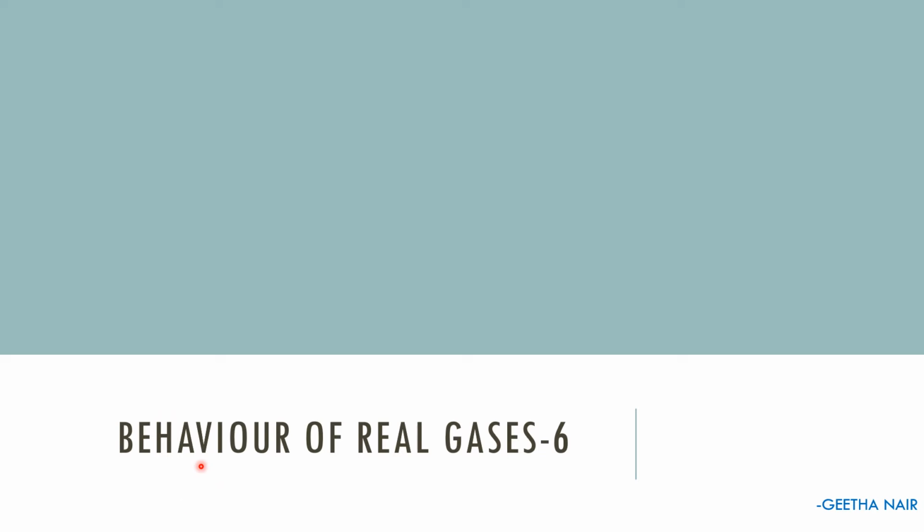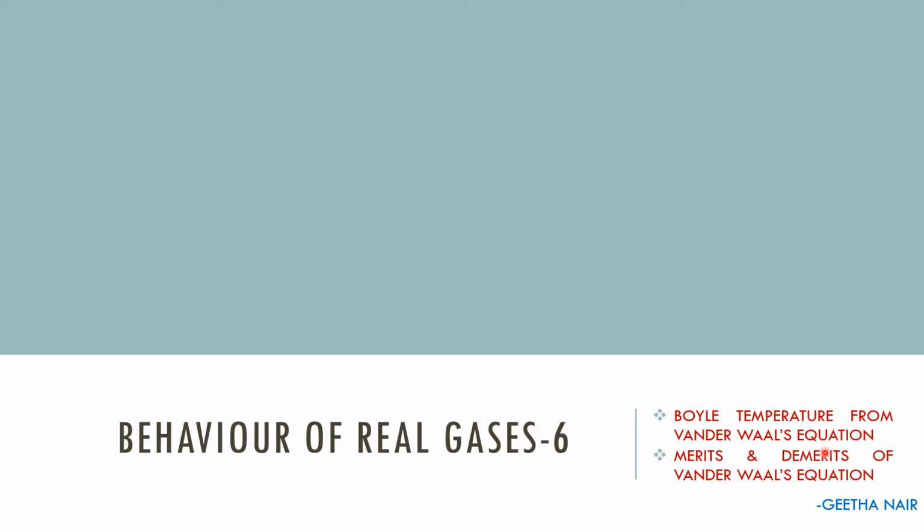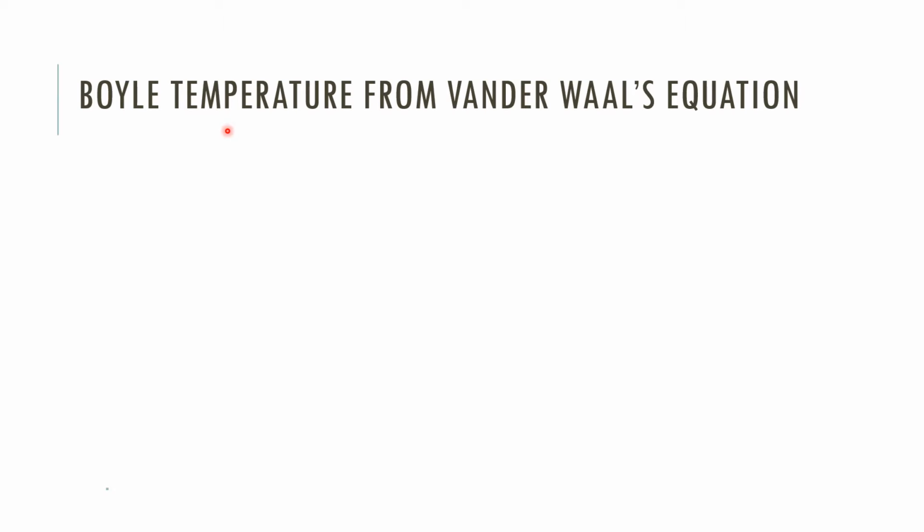This is the sixth part of the series on behavior of real gases. Here we will see the Boyle temperature from the van der Waals equation, and the merits and the demerits of the van der Waals equation. Boyle temperature from van der Waals equation.